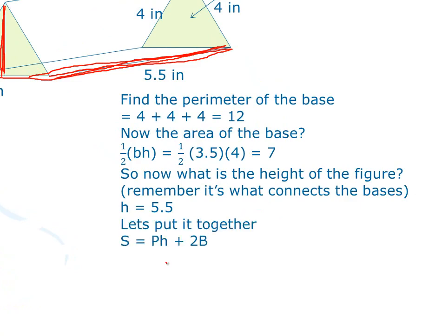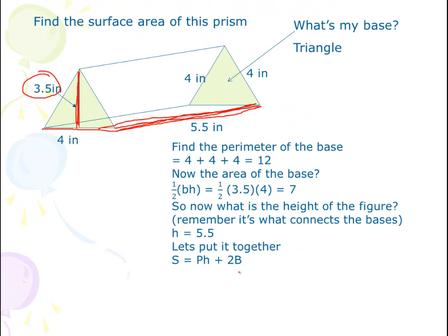P times H plus 2 times B. Perimeter is 12. Height is 5.5. And 2 times 7 for the area of my bases. It's going to give me 66 plus 14, which gives me 80 inches squared.